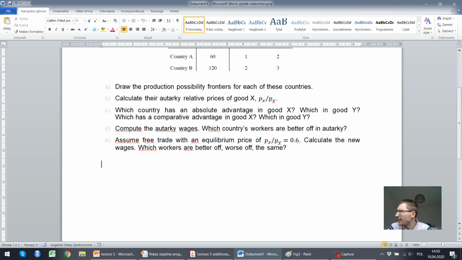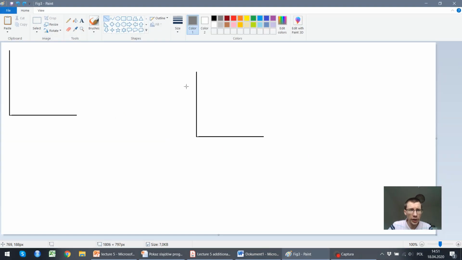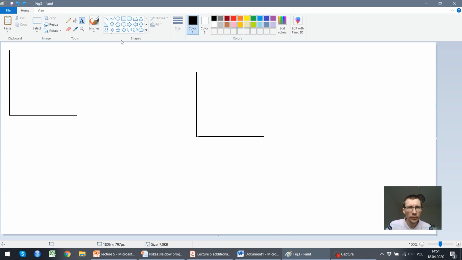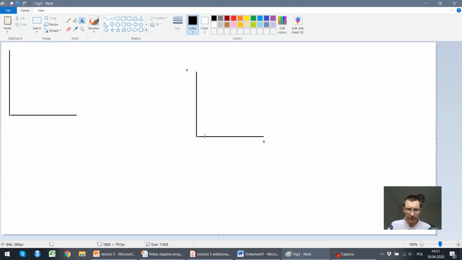What is this? Well, I hope that the production possibility frontier, the notion, you know it from your microeconomics class, and it's simply a surface that will tell us which combinations of goods X and Y can be produced in both economies. All right, so let's try to draw this production possibility frontier for both countries. So here we will have good X, good Y, maybe in black. Okay, and we have the quantity of good X, all right, from 0 to infinity.